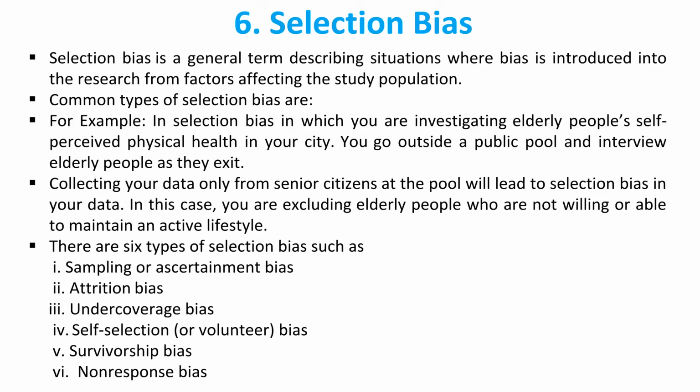You go outside a public pool and interview elderly people as they exit. Collecting your data only from senior citizens at the pool will lead to selection bias in your data. In this case, you are excluding elderly people who are not willing or able to maintain an active lifestyle. There are 6 types of selection bias such as sampling or ascertainment bias, attrition bias, undercoverage bias, self-selection, or volunteer bias, survivorship bias, and non-response bias.